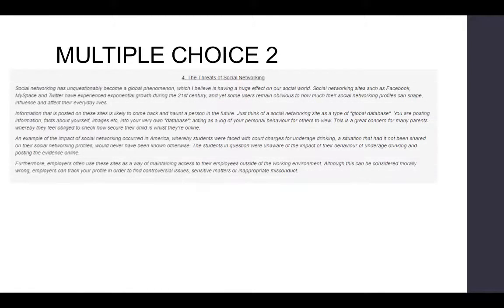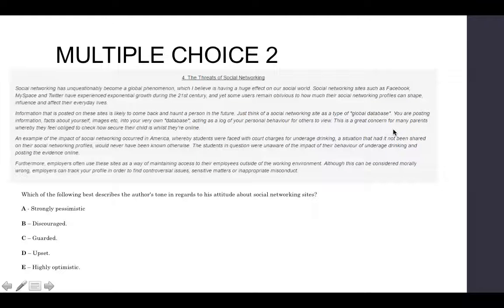Okay, so let's have another look at another multiple choice example. This is on the threats of social networking. Again, I won't read this out, but you can pause the video and have a good read of this passage. Okay, so then a question is, which of the following best describes the author's tone in regards to his attitude about social networking sites? So A, strongly pessimistic, B, discouraged, C, guarded, D, upset, E, highly optimistic.